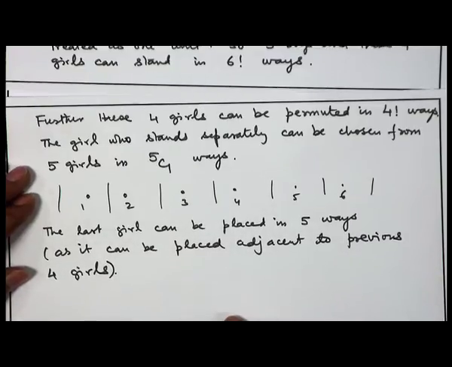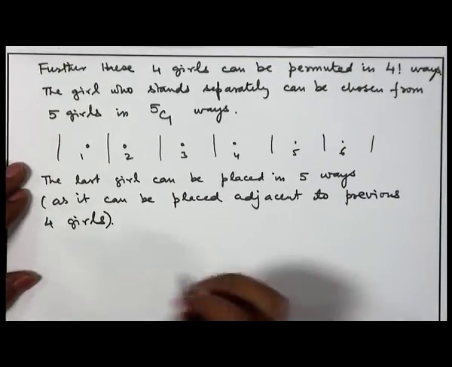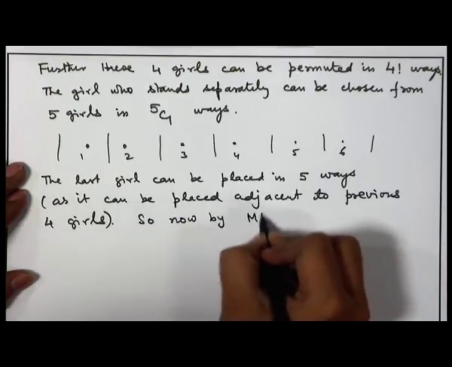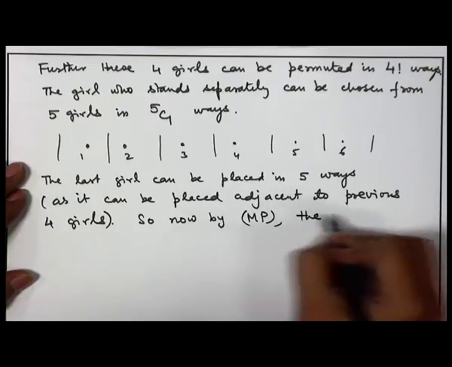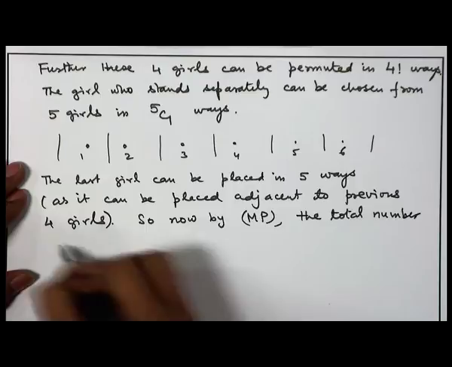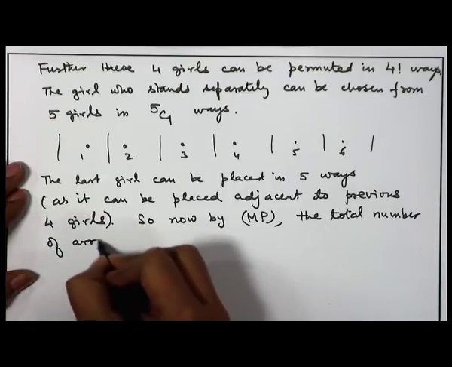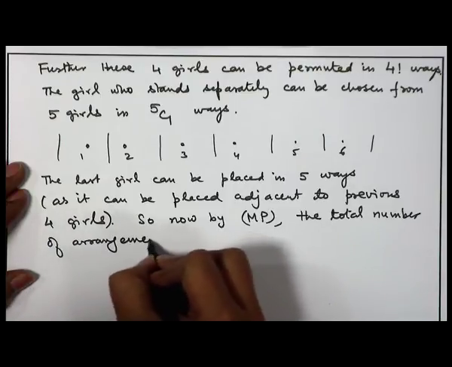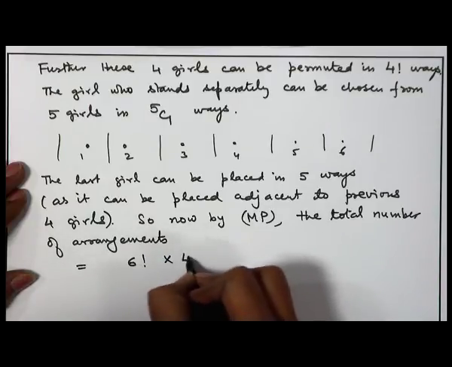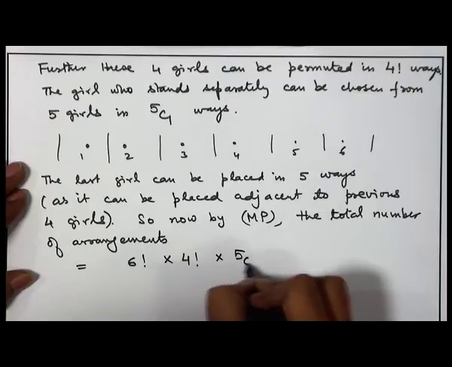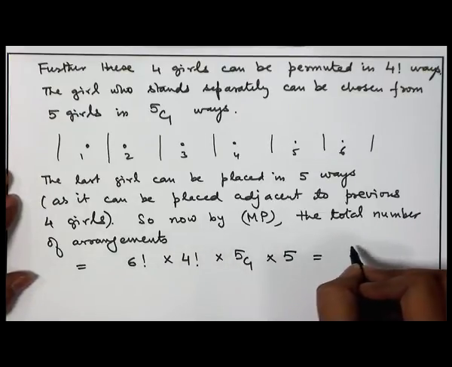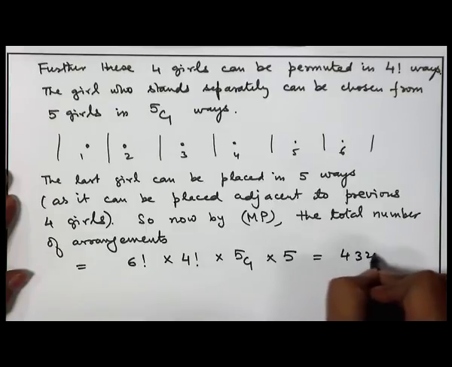So, now if we apply the multiplication principle, the total number of arrangements is 6 factorial into 4 factorial into 5 C 1 into 5. Of course, one can evaluate it, it is actually 4,32,000.